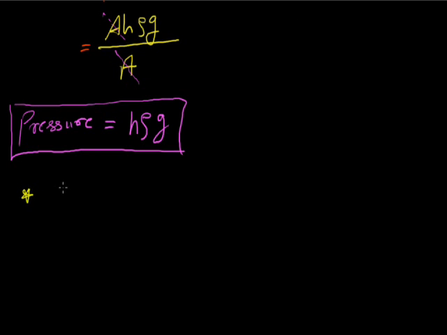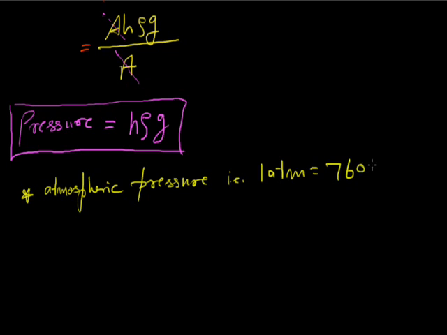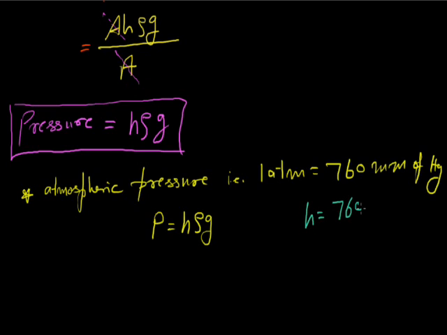We know that atmospheric pressure, that is 1 atm, is equal to 760 mm of Hg, or P is equal to H rho g. Here H is given as 760 mm, to be converted into meters. It is equal to 760 by 1000 meter, that is 0.760 meter.